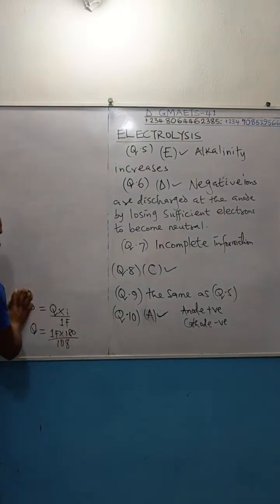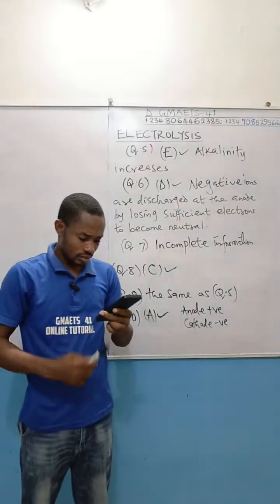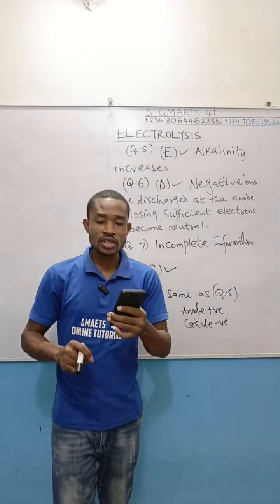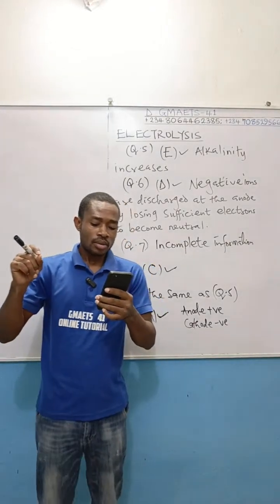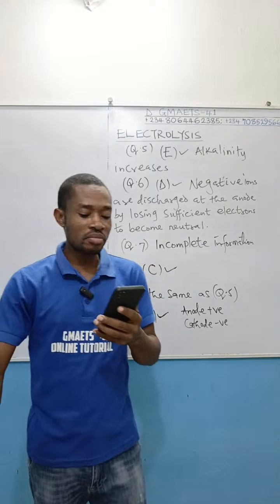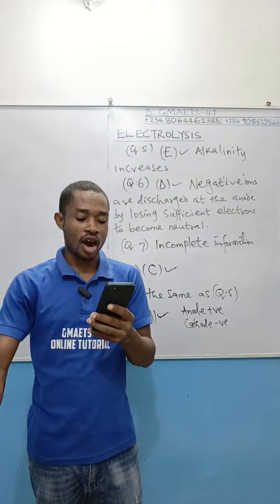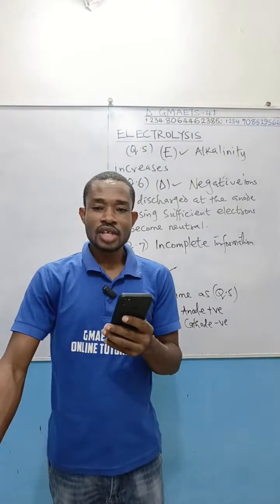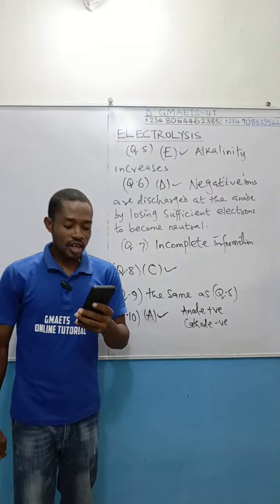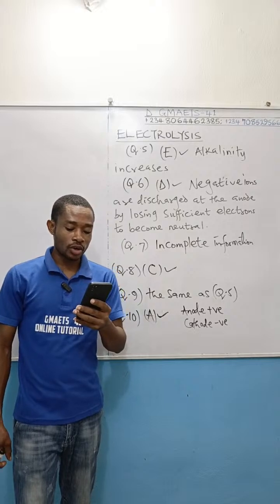Question 11 is the next to be dealt with. So what have we got in question number 11? During the electrolysis of copper-2 sulfate between platinum electrodes, if litmus solution is added to the anode compartment, which of the following is observed? Once again, during the electrolysis of copper-2 sulfate between platinum electrodes, if litmus solution is added to the anode compartment, which of the following is observed?